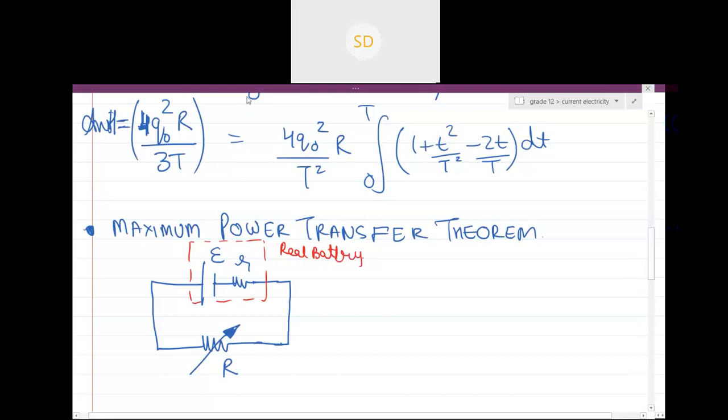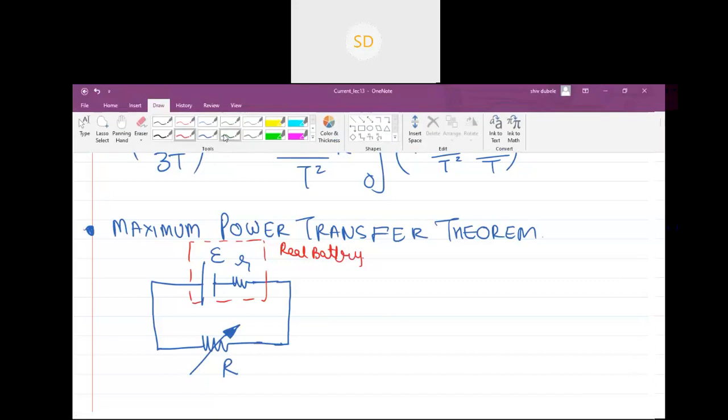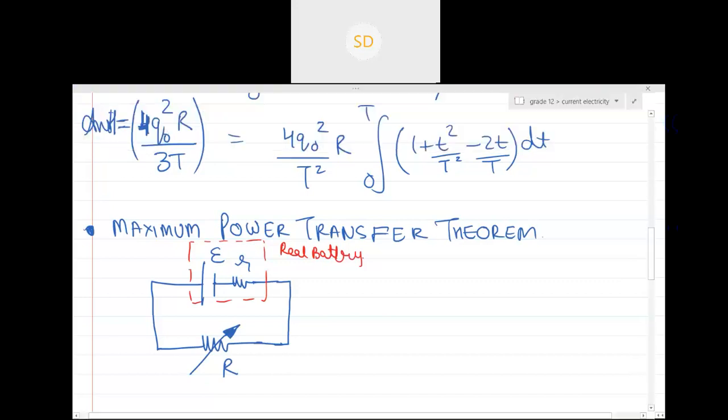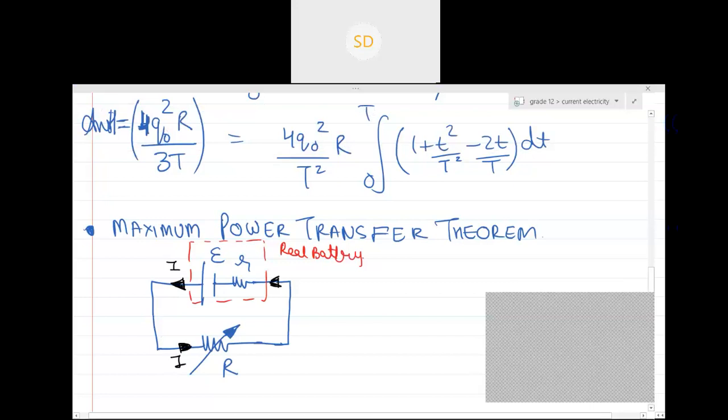Now, tell me what will happen when this battery is connected to the resistance. A current will start flowing from the battery, yes or no? That current will be I. That current I will go through this resistor, pass through this small internal resistance, and then come back to the battery. Can anyone tell me the net resistance of the whole combination?